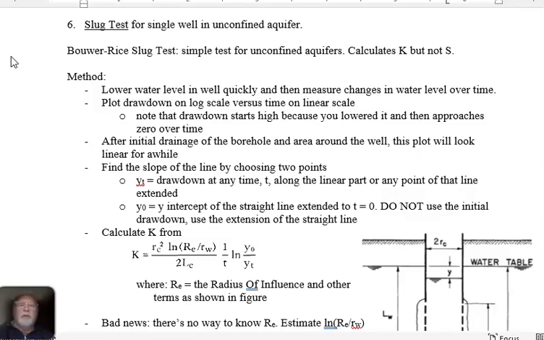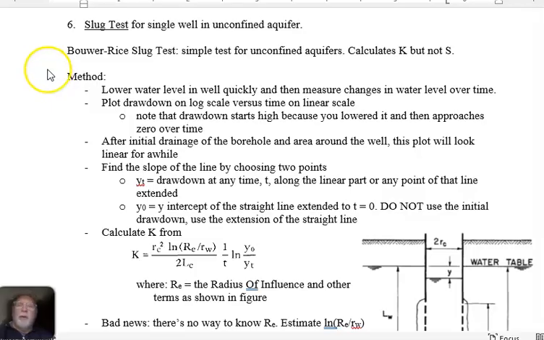So the way it works is you lower the water level in a well quickly. There's also a method where you could raise it quickly, but typically you lower it quickly. A 2-inch monitoring well is not that much water, so if you have a pump, you can pump it out really quick, and then you monitor it as the water comes back in, and then you plot the drawdown. It's going to start out high because it starts with a big drawdown and come back. You plot that on a log scale, drawdown versus time on a linear scale.